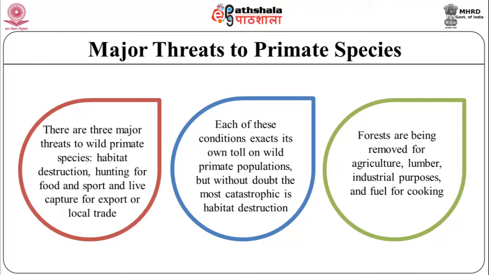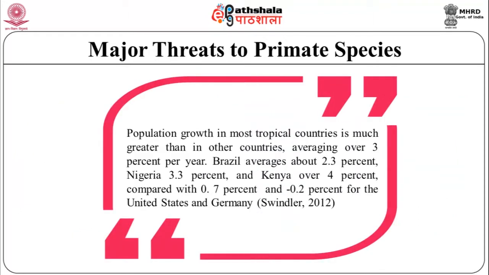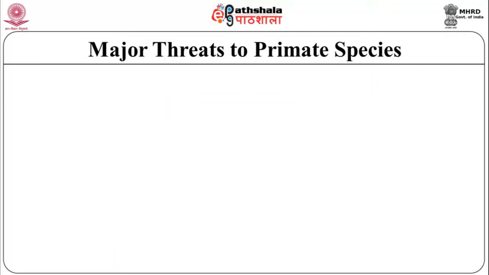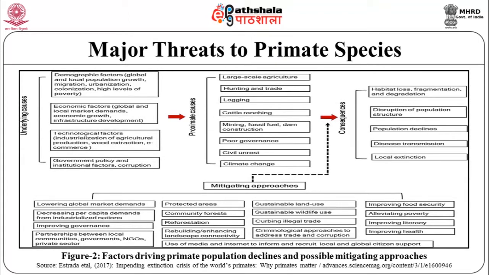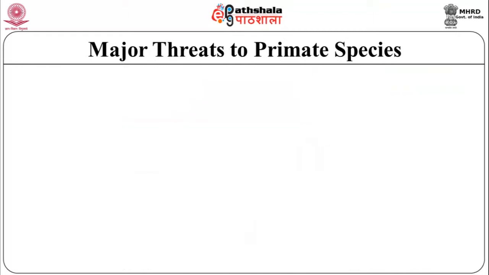Here again, the major impetus underlying the destruction of tropical forests is human population growth. Population growth in most tropical countries is much greater than in other countries, averaging over 3% per year. Brazil averages about 2.3%, Nigeria 3.3%, and Kenya over 4%, compared with 0.7% and 0.2% for the United States and Germany. This figure illustrates the factors driving primate population declines and possible mitigating approaches.